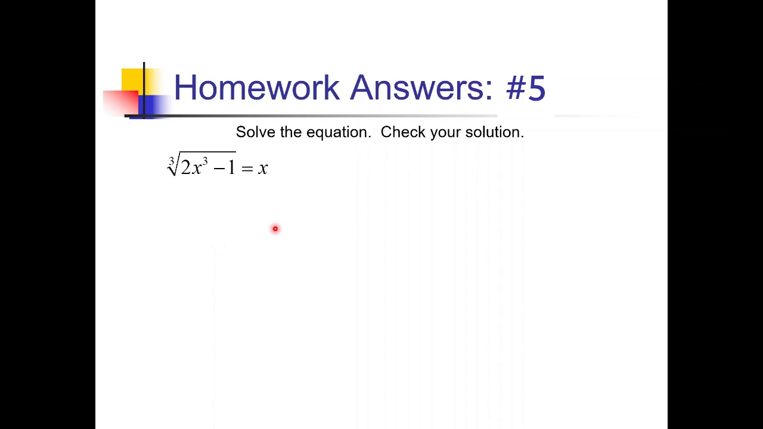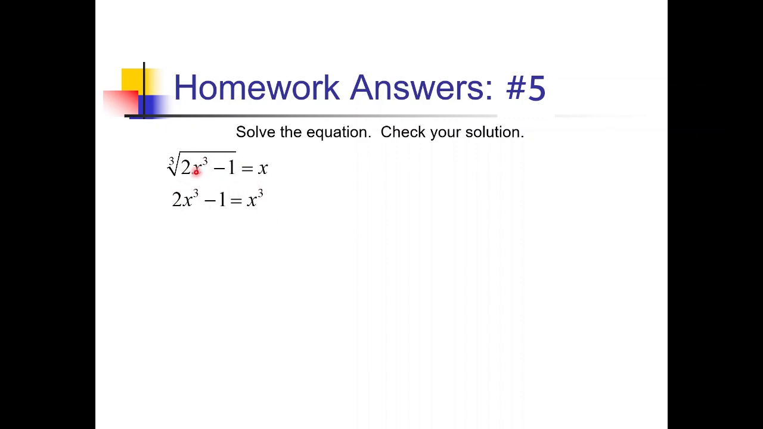For this problem, we're trying to solve this cube root equation. Because the radical is already isolated on one side, we can go straight to raising both sides to the index of 3. So if I raise the left side to the third power, that just gives me 2x cubed minus 1. On the right side, we have x cubed. And since I've only got cubes and constants, I think I can solve this by just moving the cubes on one side and the 1 on the other side.